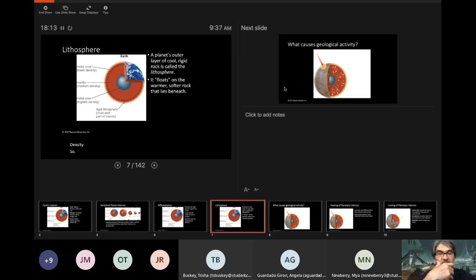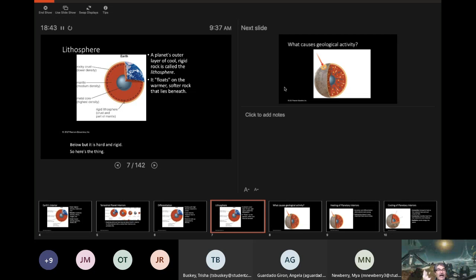There's one other place that I didn't really describe here, and that's called the rigid lithosphere. And it is the barrier between the crust and the mantle. Okay, and so it essentially, depending upon the planet, floats on the warmer, softer mantle below, but it is hard and rigid.